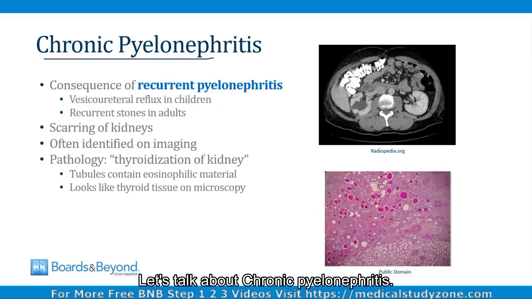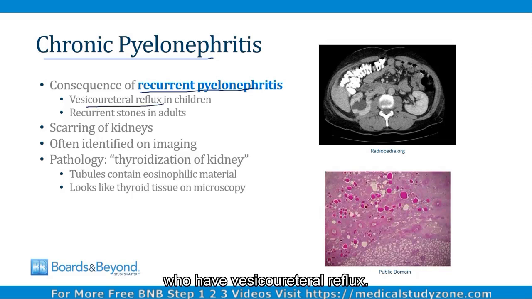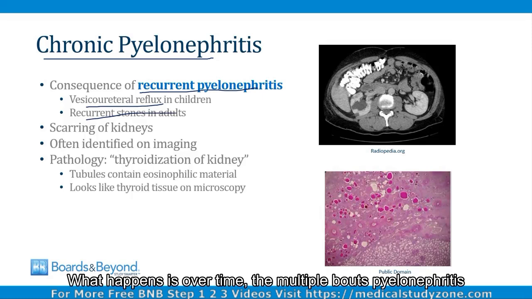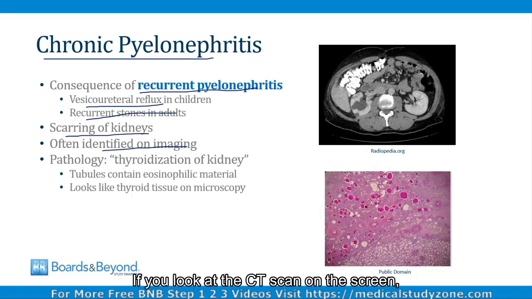Let's talk about chronic pyelonephritis. Chronic pyelonephritis is what happens after multiple recurrent bouts of pyelonephritis. Usually this occurs in children who have vesicoureteral reflux. It can also be seen in adults who have recurrent kidney stones that obstruct the flow of urine. What happens is, over time, the multiple bouts of pyelonephritis lead to scarring of the kidneys, and this is often identified on imaging. If you look at the CT scan on the screen, the left kidney is normal.